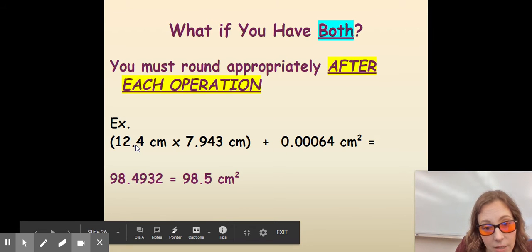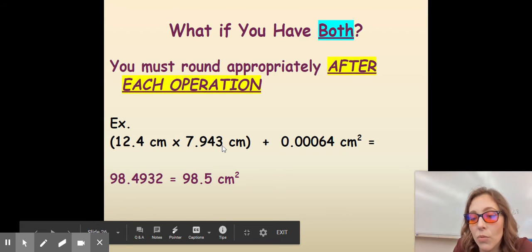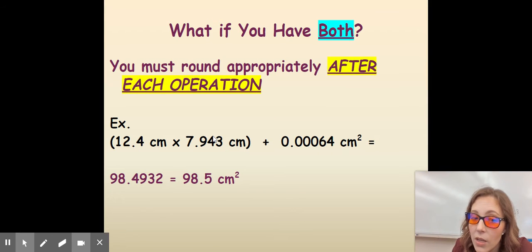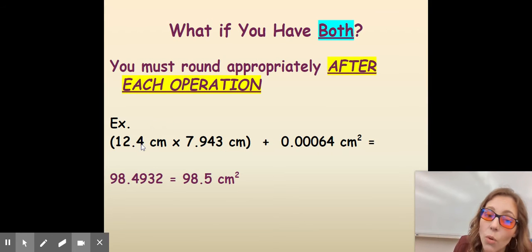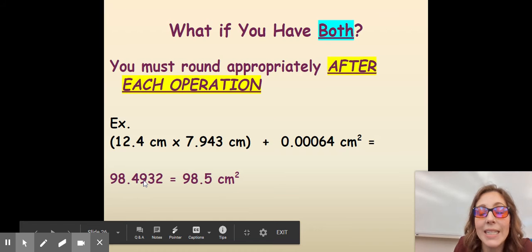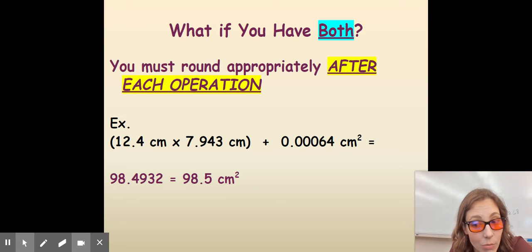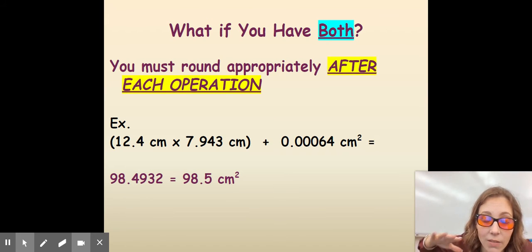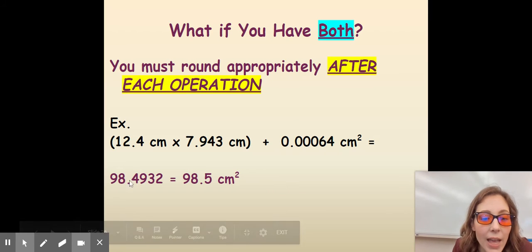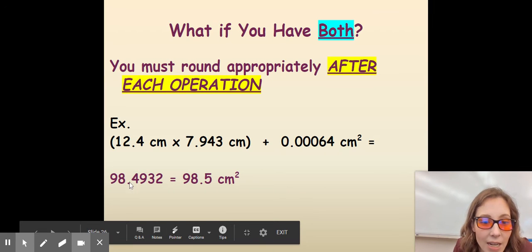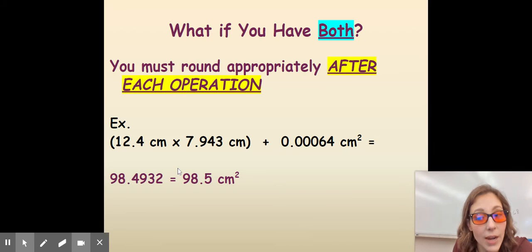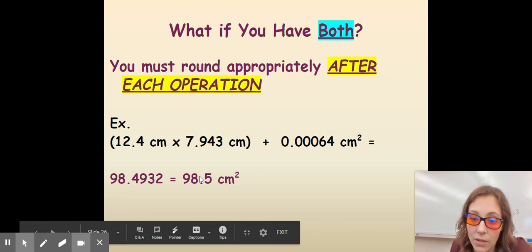Well, according to multiplication rules, we are looking at sig figs. 12.4 has 3 sig figs, and 7.943 has 4 sig figs. 3 is less, so I have to round my answer to 3 sig figs, not decimal places, okay, because multiplication is sig figs. So when I round that, I have 9, I have 8, and then I'm looking at the 9 after the 4. So is that 9 going to round the 4 up? Yes. And so we have our answer of 3 significant figures.